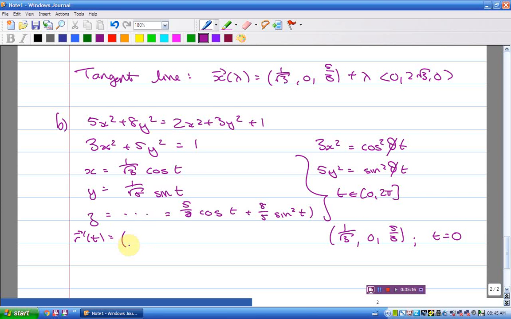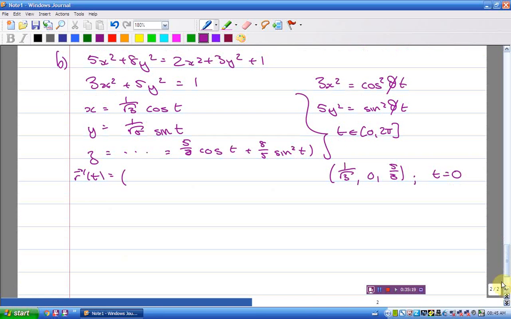I'm running out of time, so I'm actually just going to leave that line blank. I'll fill it in when I save it to PDF, but I don't have time right now. But once you plug in your t value, you end up getting 0, 1 over root 5, 0. So when you draw up your tangent line, you end up with something that looks like this.